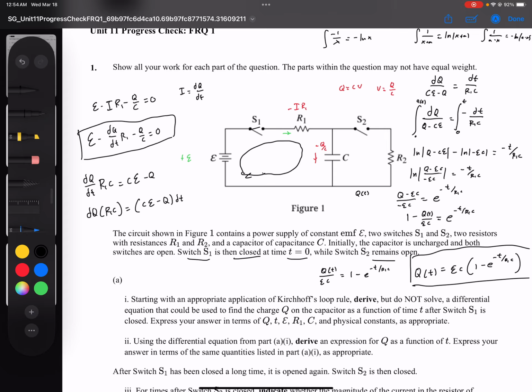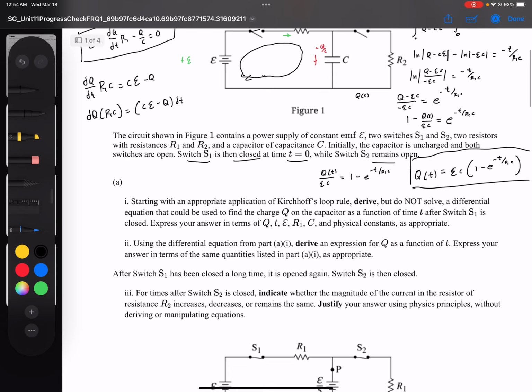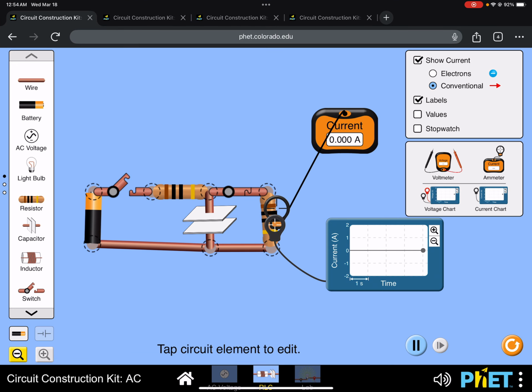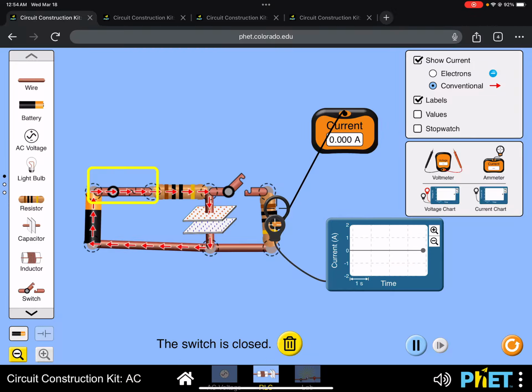Because this can seem a bit abstract, I actually have some circuits that I built on the circuit simulator, and I highly recommend you do this for any of your problems. If you're struggling to understand how the electricity flows within the circuit, you can just simulate it to understand how it's working. So first, I'm going to disconnect both switches. I'm going to start with part A of the problem, where we charged up our capacitor.